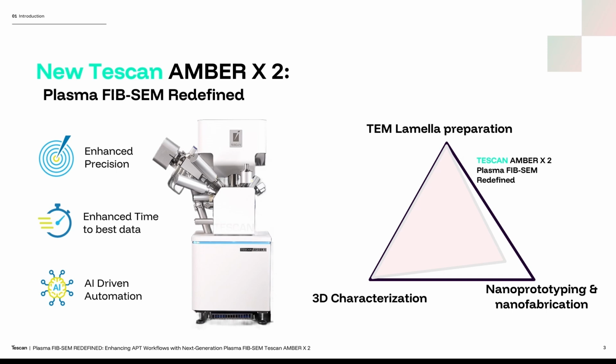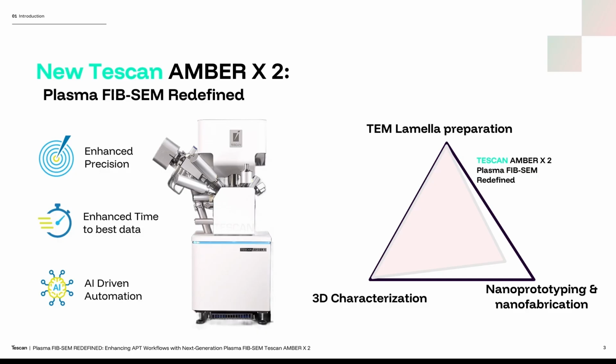AMBER X2 is the first system to bring together the precision needed for high-quality TEM lamella preparation and the throughput that plasma FIB is known for. It's fast, it's accurate, and it's intelligently automated to shorten time to data. AI-driven routines enhance repeatability and simplify complex tasks, making the entire workflow smoother and more productive.